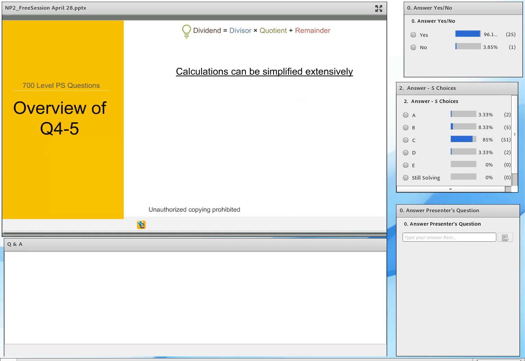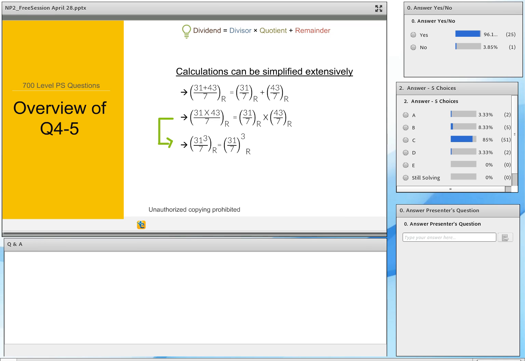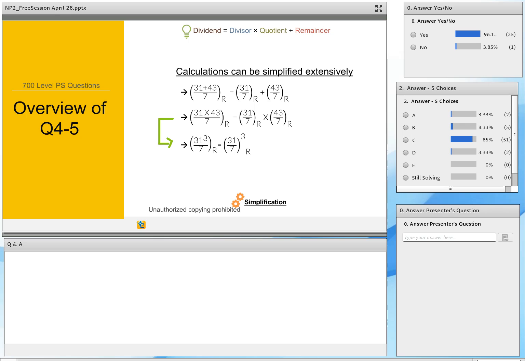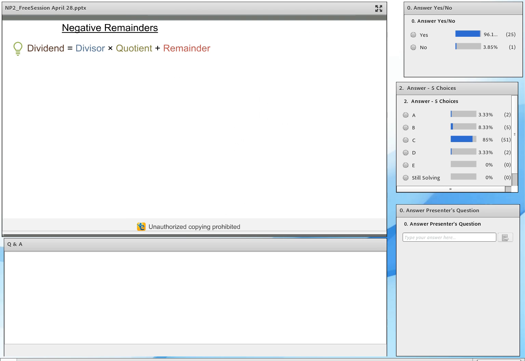So basically, calculations can be simplified extensively, and over here in this section, we learned that we can add remainders and we can multiply remainders. And the extension of multiplying remainders is also in terms of the exponents, that you can raise the remainder to appropriate powers as well. Okay, so now this is your simplification skill under play.